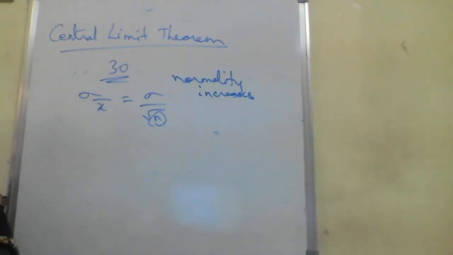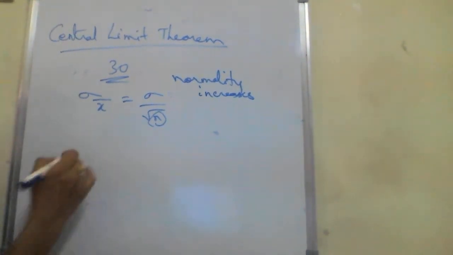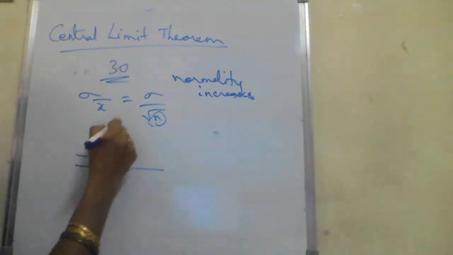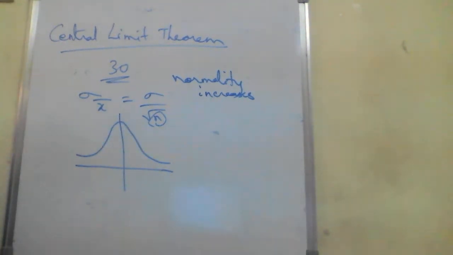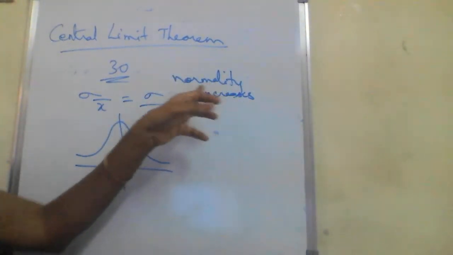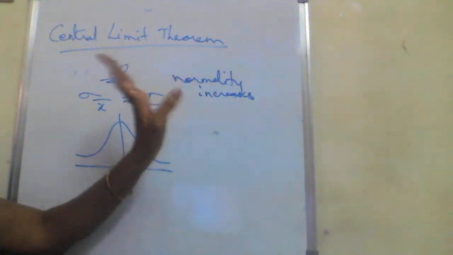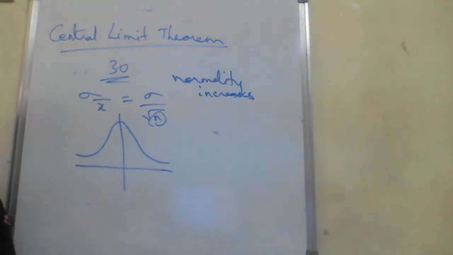If it is at least 30, then the curve will reach its normal distribution, that is, the normal curve. It becomes like a normal curve. So this is about the central limit theorem. The curve will reach its normality as its sample size increases. That is the theorem. There is no proof or anything.